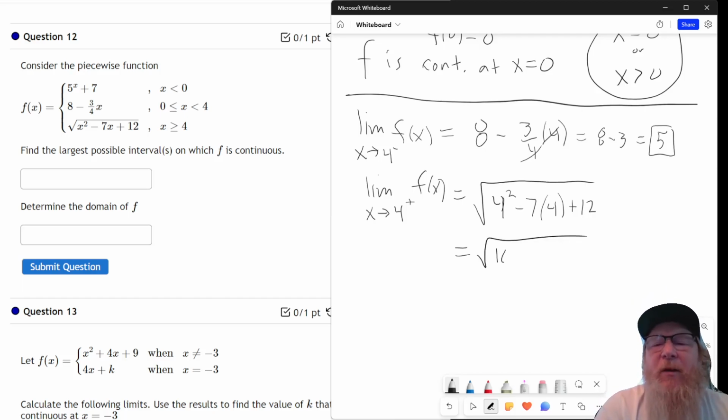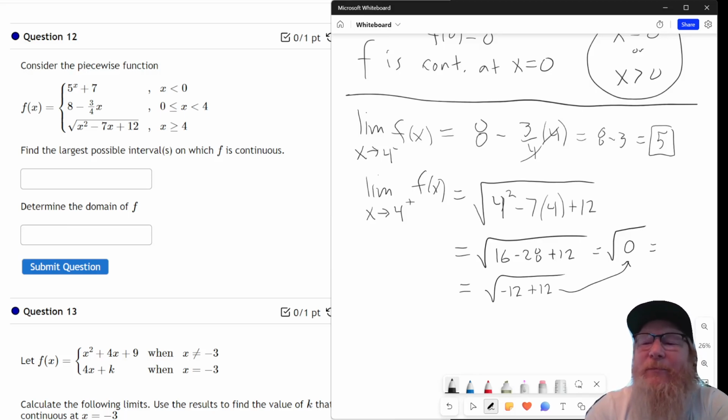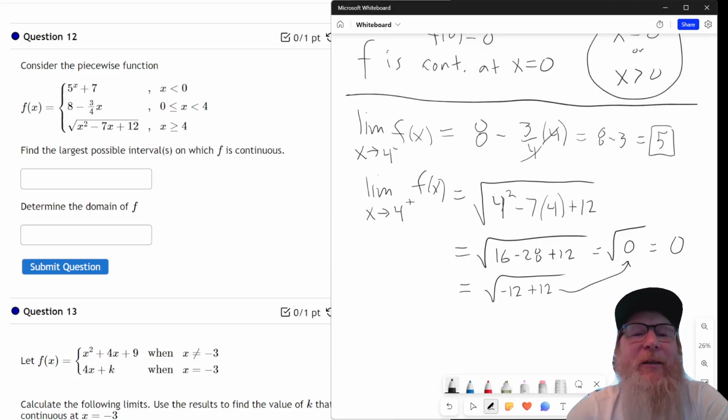So that would be the square root of 16 minus 28 plus 12, which is the square root of, oh God, what is that? 0. Yeah, let's double check that. 16 minus 28 is negative 12. Negative 12 plus 12, check, that's equal to 0. That's a pretty close call there. Square root of 0 is 0.